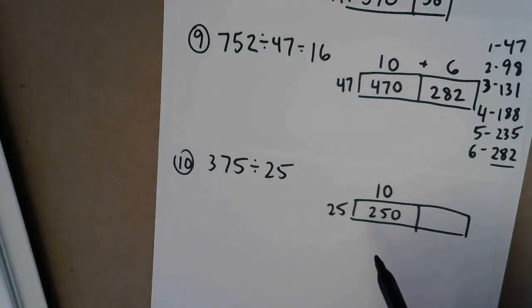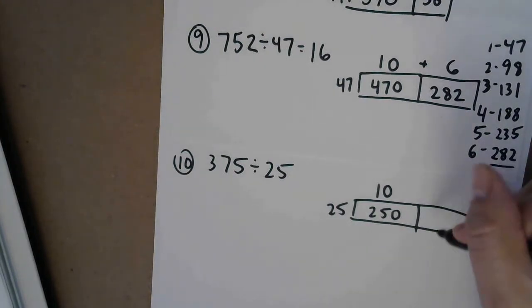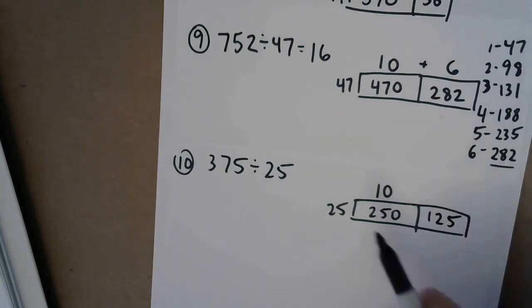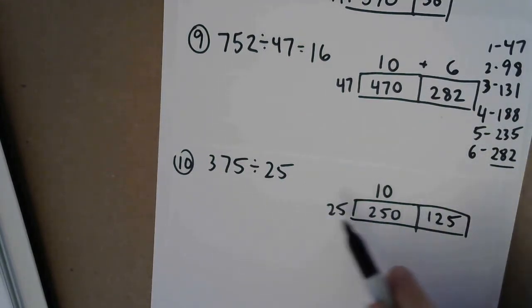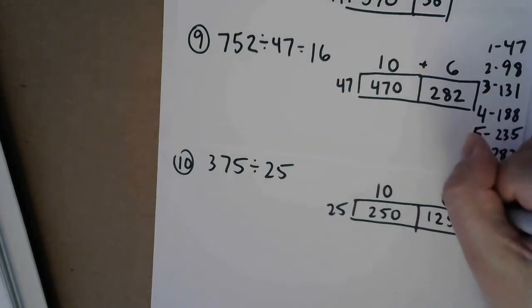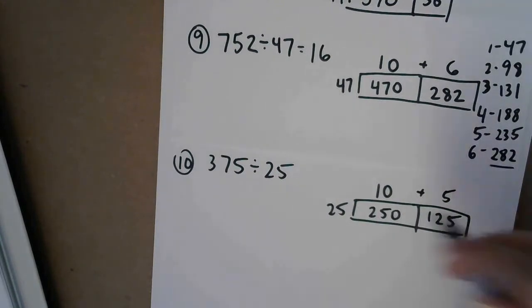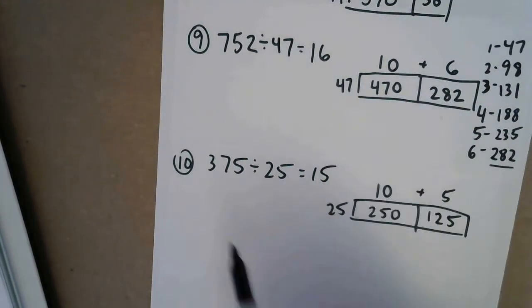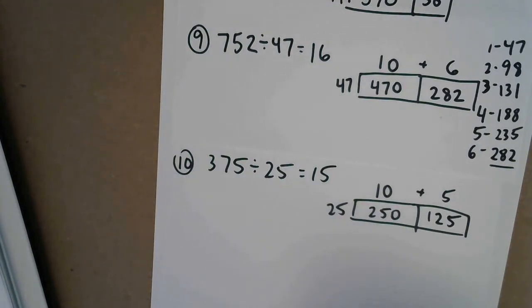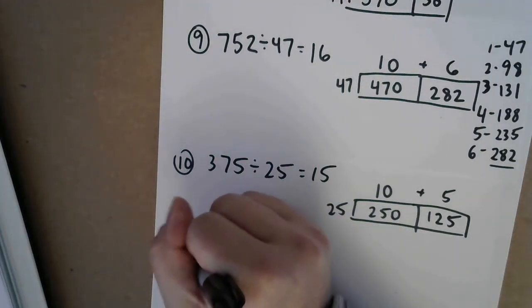Think about what's left over. 375 minus 250. If I take that away, I'm going to be left with just 125 left over. Now these are compatible as well. Maybe not quite as easy to figure out, but we could do it. 125 divided by 25 equals 5. So 10 plus 5 equals 15. That means 375 divided by 25 equals 15.